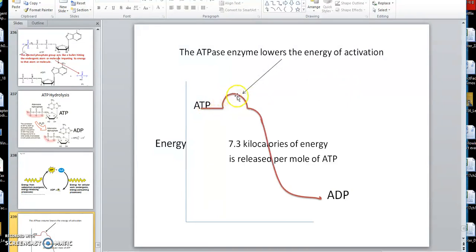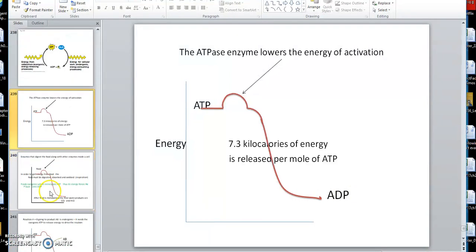So what's going to take that hump down? ATPase. Enzymes lower the energy of activation. So then, once that happens, it goes to ADP. See, this is tri, that's di. It lost a phosphate. The phosphate then went out and energized something.